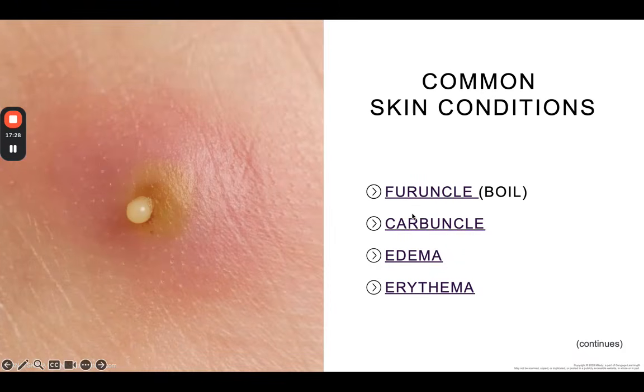So a furuncle is a boil. We are not going to treat a boil. It's filled with pus.